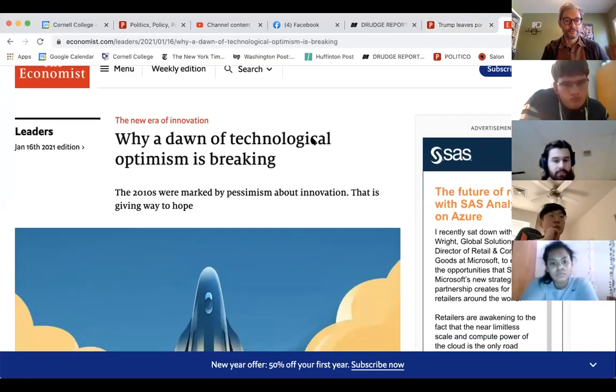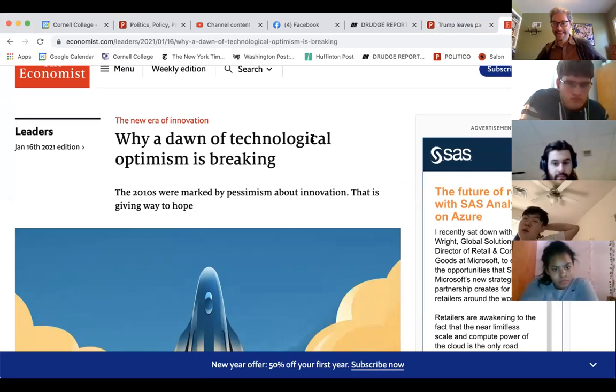Can you see this? It says the new era of innovation. Is this showing up for you? New era of innovation: why a dawn of technological optimism is breaking, right? So here's an article in The Economist that's saying, no, look, total factor productivity is finally going to go up, right? It's finally going to go up.